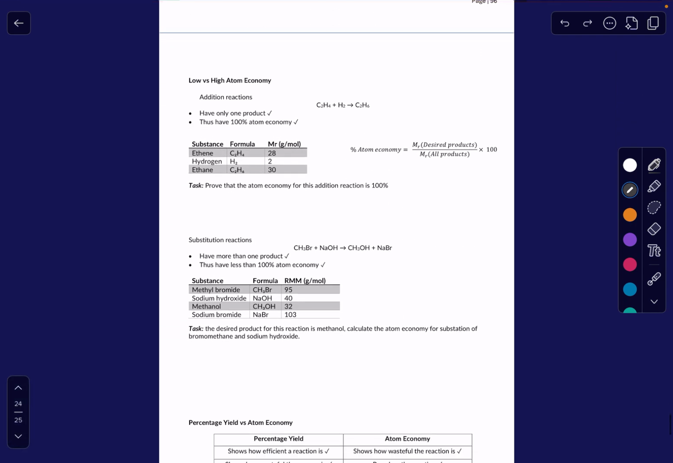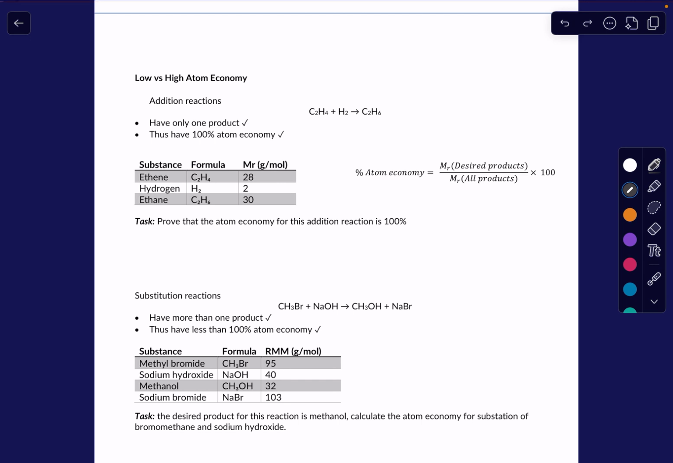Right. The next example we're going to look at is discussing the difference between low and high atom economy. So later on in the course, we're going to introduce something called addition reactions. So this will be the first time you've encountered this. But basically, when we add reactants together and they make one product, we call that an addition reaction. We're adding everything together. And you can see we're going to have 100% atom economy because we're only making one product. So there is no waste. So addition reactions have 100% atom economy.